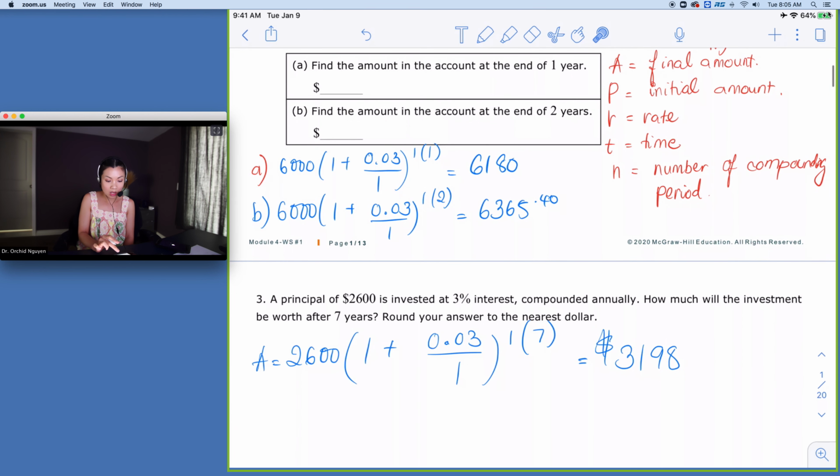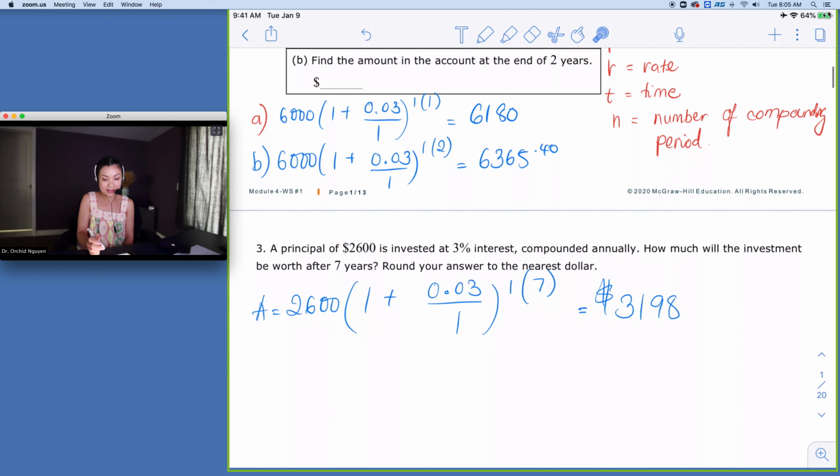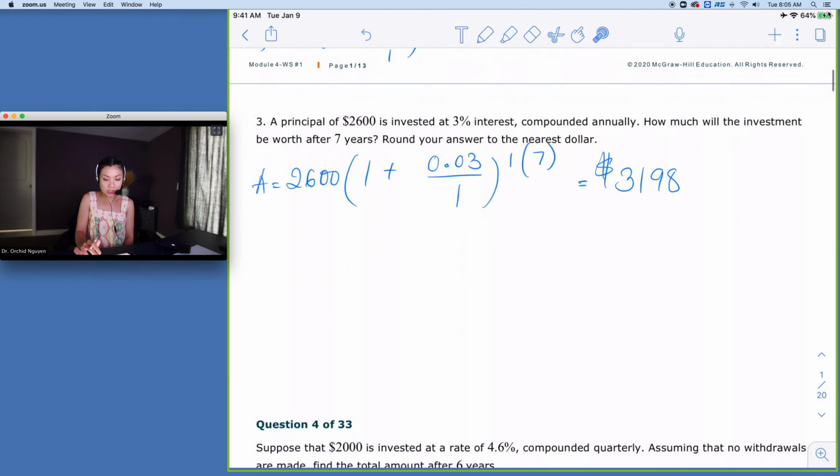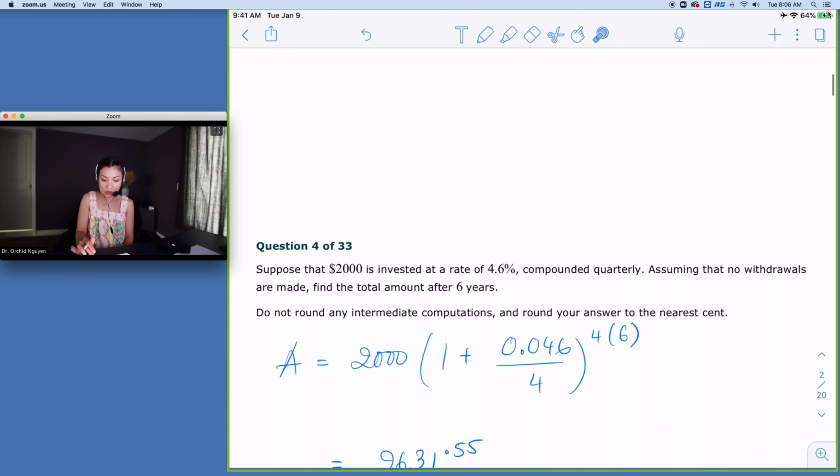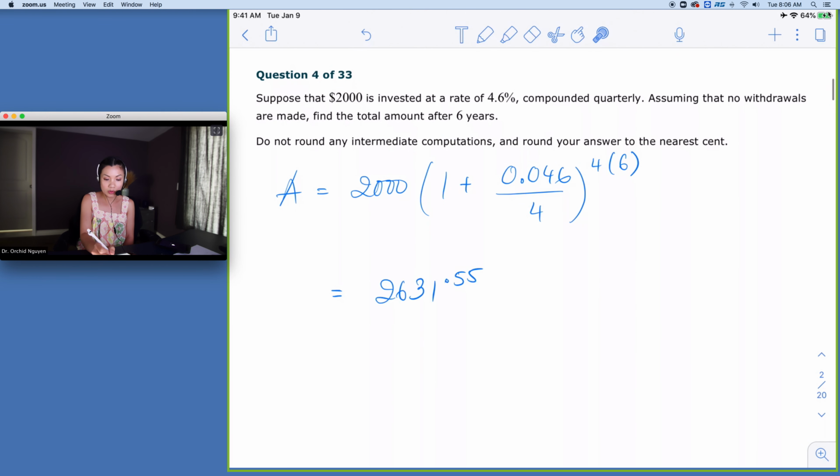Just like number 2, number 3, exactly the same because we have compounded annually. So that's why N is 1 right here. I was hoping for something a little bit harder. So this one right here, we see is compounded quarterly. Therefore, we have 4 here. Okay, so 4 here for quarterly, so 4 times a year.